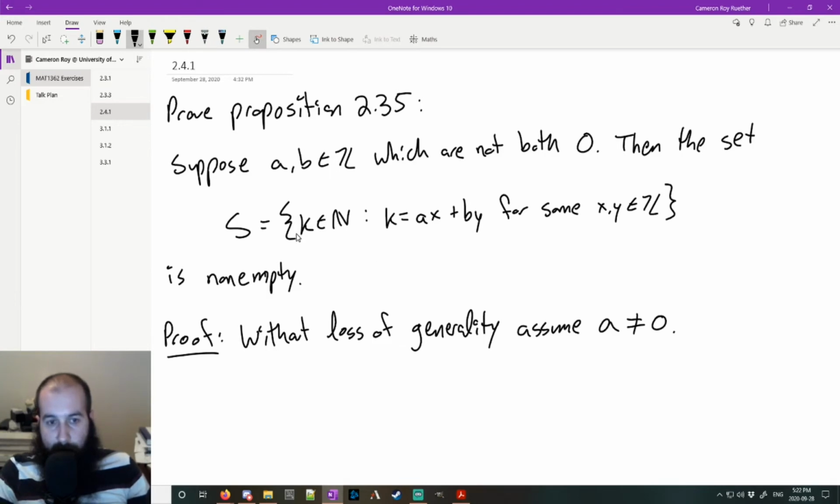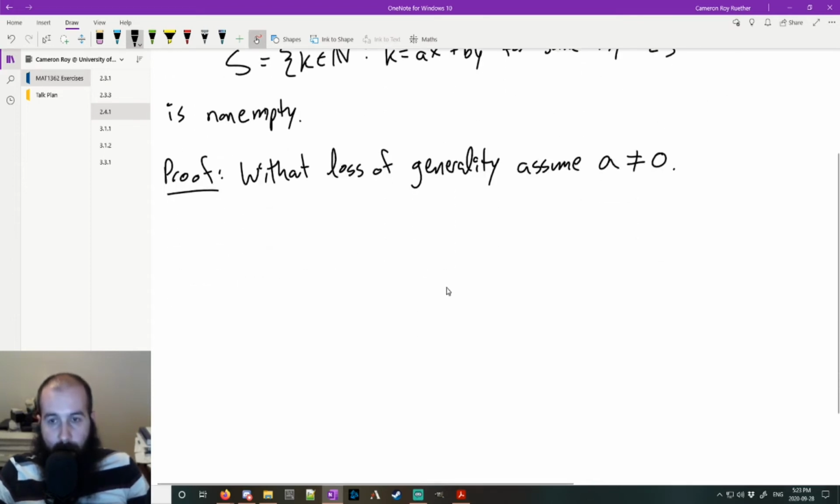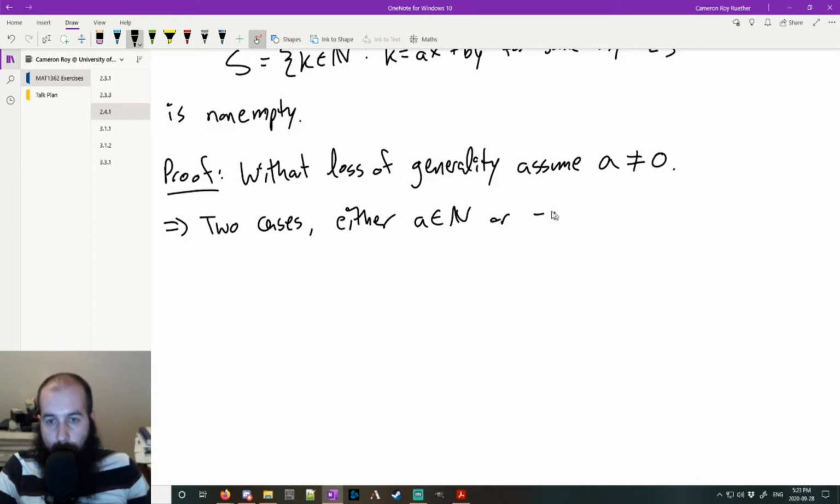Now we would like to build an element of S, which means we just need a times x plus b times y, and that the result is natural. So since a is not equal to 0, this implies that there are two cases. Either a is natural, or the additive inverse of a is natural. So case 1, assume a is natural.